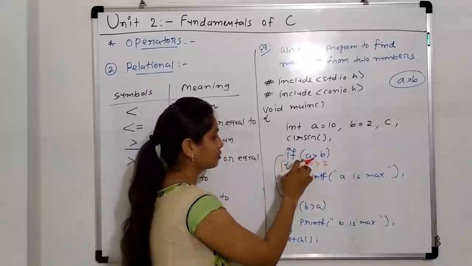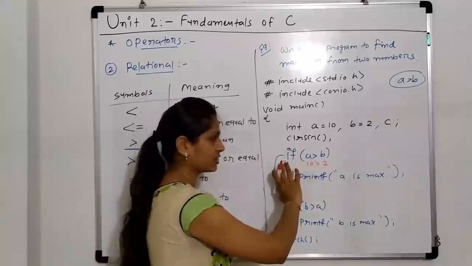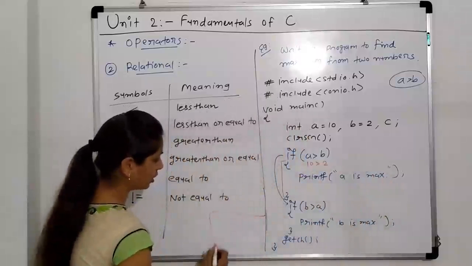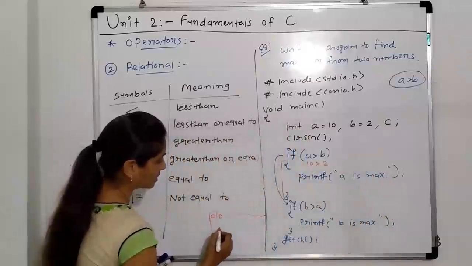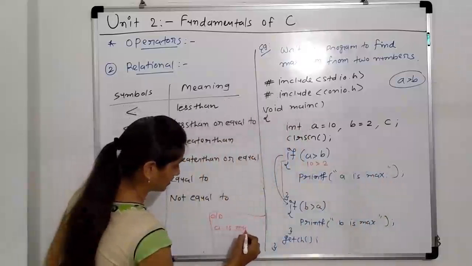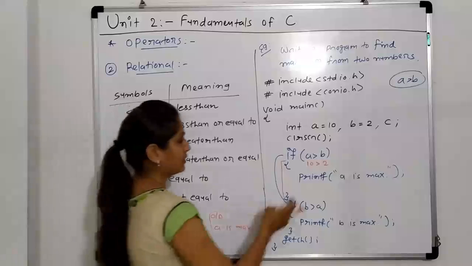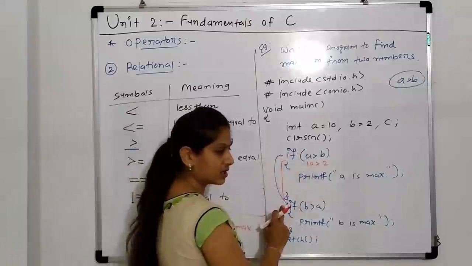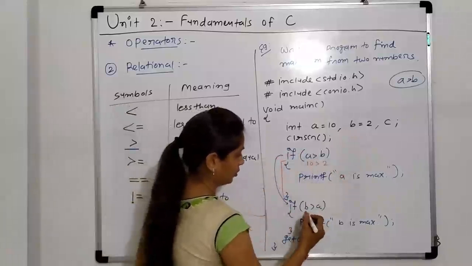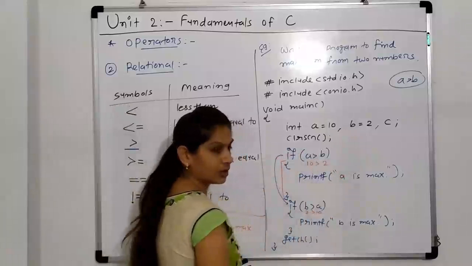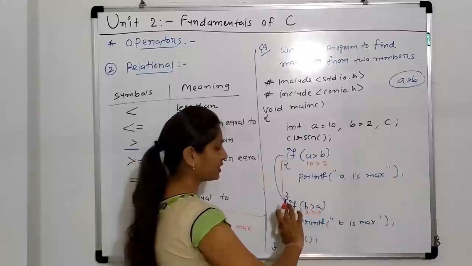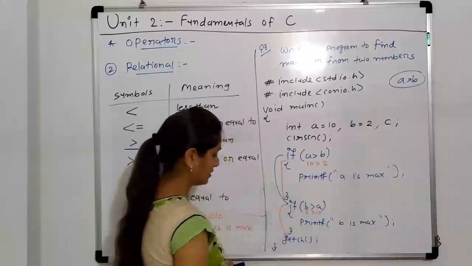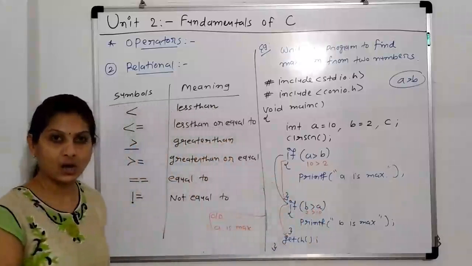So the condition is true, meaning is what? This portion is executed and the message is displayed. Our output is what? A is max. Clear? Now it goes to the second part. Here check the condition again. B is 2. Is 2 greater than 10? No. The condition is false, meaning this portion is not executed. It goes directly to getch and displays our output.